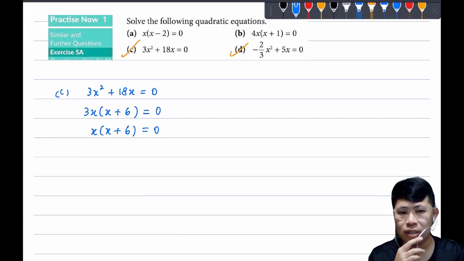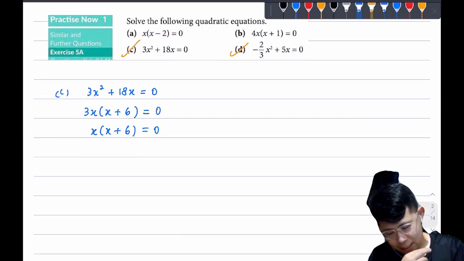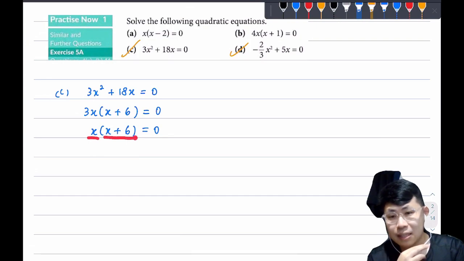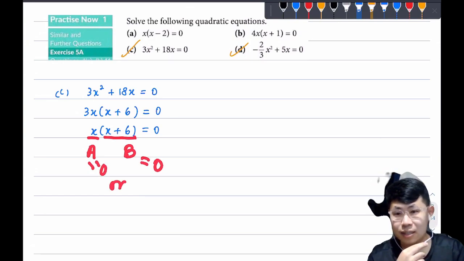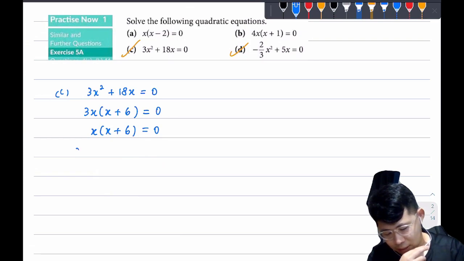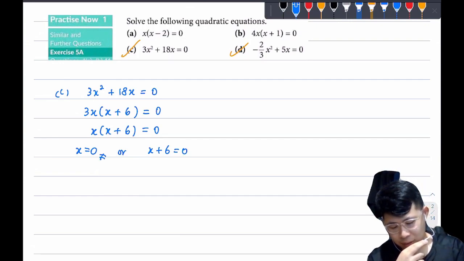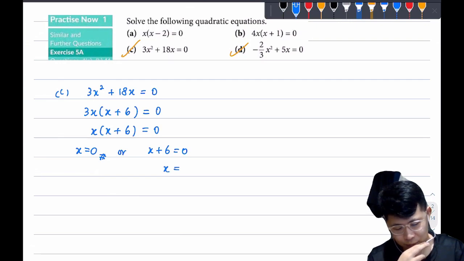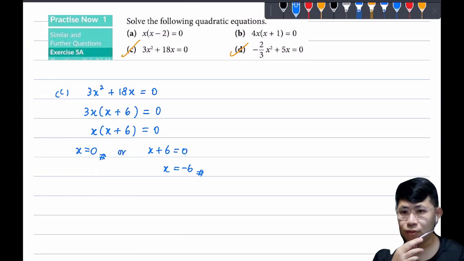Then based on the zero product property, we can make it such that either this is 0 or this is 0, because these are already two factors. This is my A, this is my B. So either A is 0 or B is 0. I would write down either x is 0 or x plus 6 is 0. So x equals 0 is one of our solutions, then x equals negative 6 is the other solution. So when we solve this quadratic equation, we have 0 and negative 6.